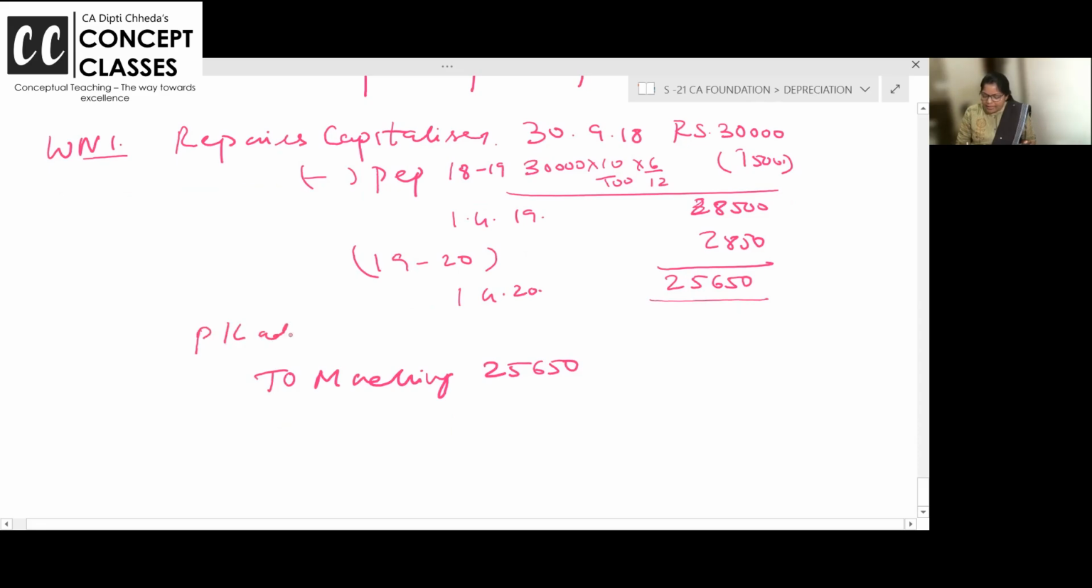P&L adjustment account. Just P&L account or P&L adjustment account. 25,650. In bracket, you can write repairs. Tell me, is this clear or not? You have to make machinery account only for 2021.